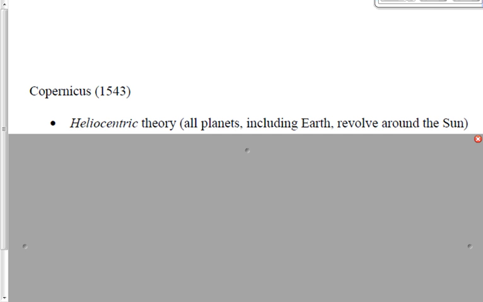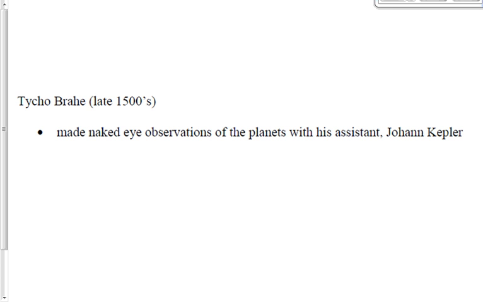But it wasn't long before there was some evidence to support this, as opposed to just anecdotal observations looking up at the sky. Let's go forward a little bit more, 50 years-ish. Tycho Brahe made naked eye observations of the planets with his assistant, Johann Kepler. What does that mean, naked eye observations? Oh, he looked up in the sky. He made some observations without the use of a telescope.